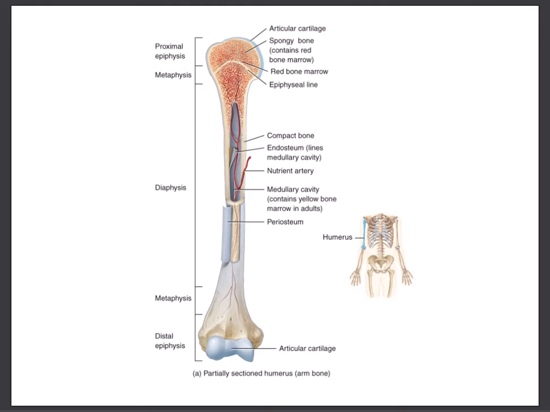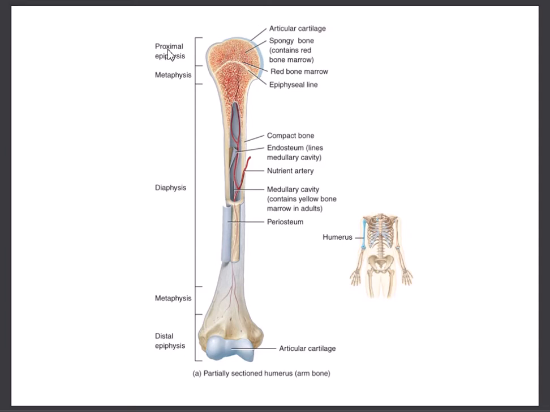So that was a picture from Martini. This is a picture from the Tortora textbook. So again, they have the same exact thing. You can see here the diaphysis. They show you the compact bone. They're showing you the medullary canal. It has some blood vessels inside there. At the ends, they show the epiphyses. So this is the epiphyses right here.